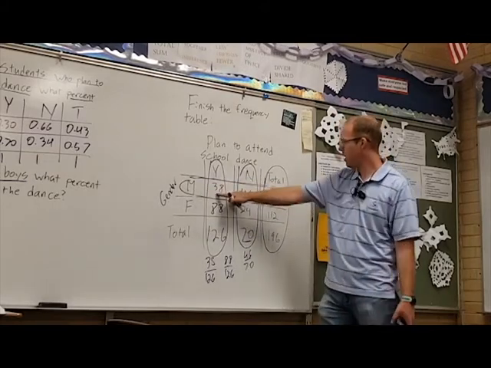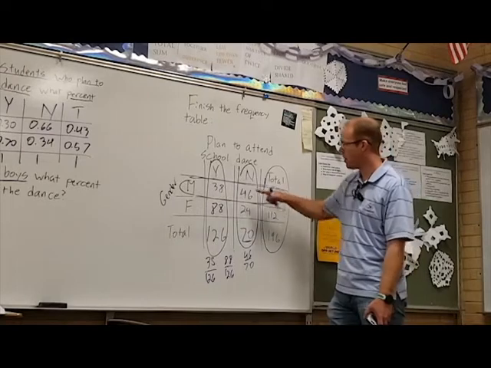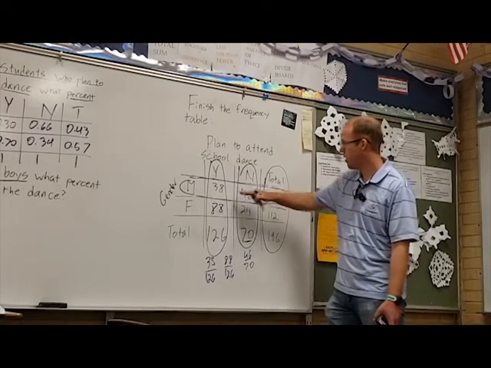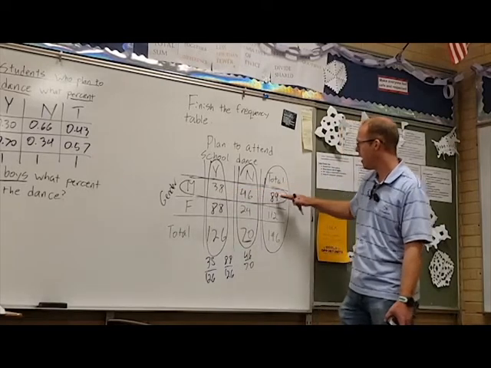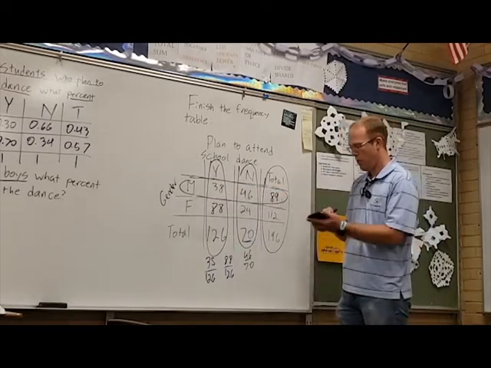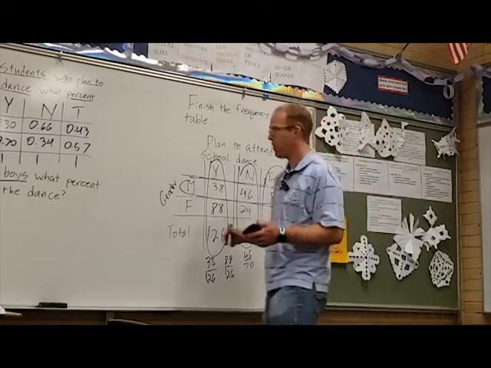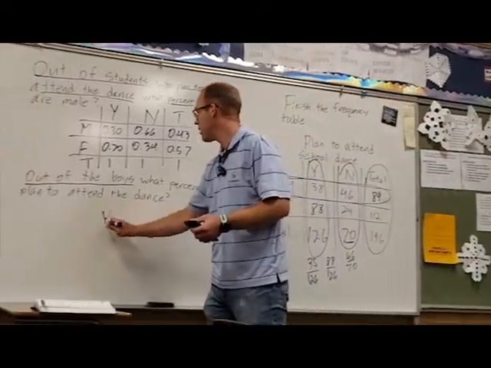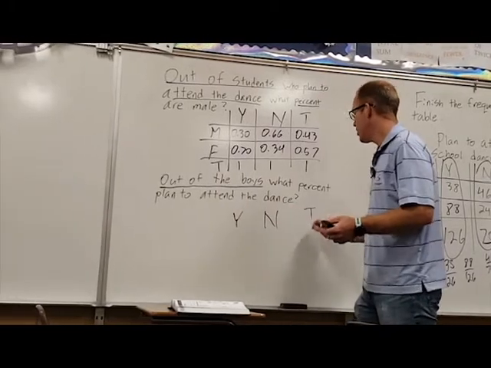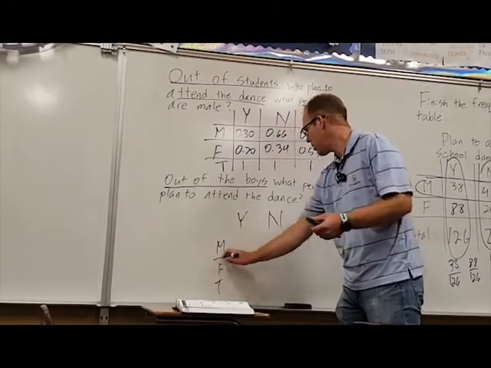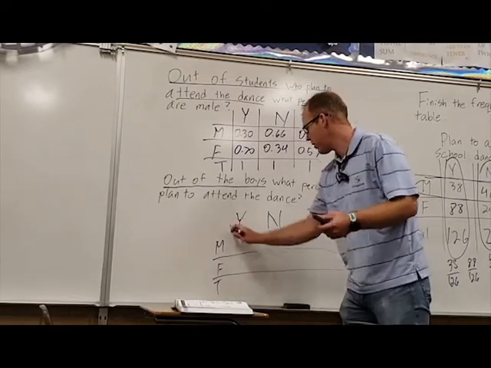So we're going to do 38 divided by 84 this time, because these are the boys. What percent plan to attend the dance? That would be the 38 out of the 84. So 38 divided by 84 gives us 0.45. Let's do a new table. So we have yes, no, total. We have male, female, and our total. Set up this table here.